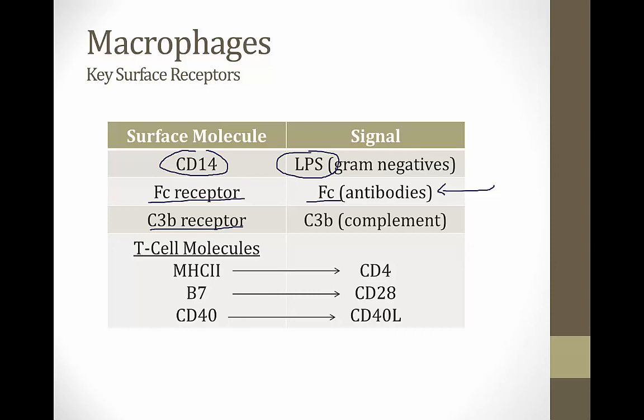There is a receptor for C3b, which is a complement protein, and this allows macrophages to bind anywhere that complement is found. And then finally, there are three molecules that allow macrophages to interact with T cells. First, there's MHC class II, which binds to CD4 on T cells. B7 binds to CD28 on T cells, and CD40 binds to the CD40 ligand. And I talk about all of these structures in the module on T cells.